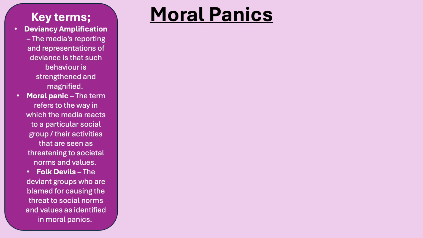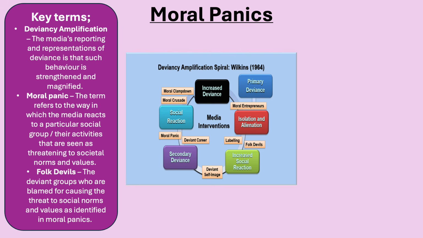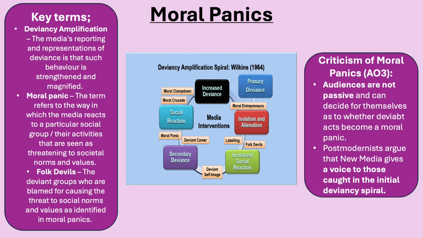Folk devils: the deviant groups who are blamed for causing the threat to social norms and values as identified in moral panics. And then this leads to what Wilkins identified as a deviancy amplification spiral. So I'll let you pause and have a look, but it's basically the idea that an initial deviant behaviour is performed and then the media grabs hold of this, turns it into something much bigger, creates moral panic, which overall makes the behaviour even worse than it already was.